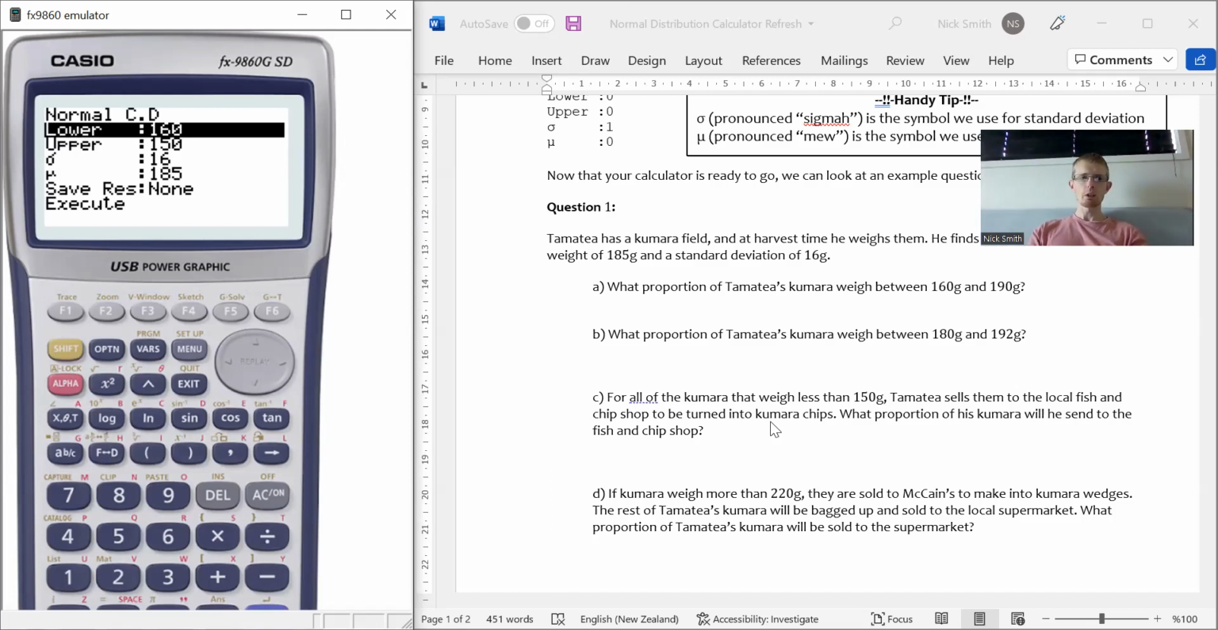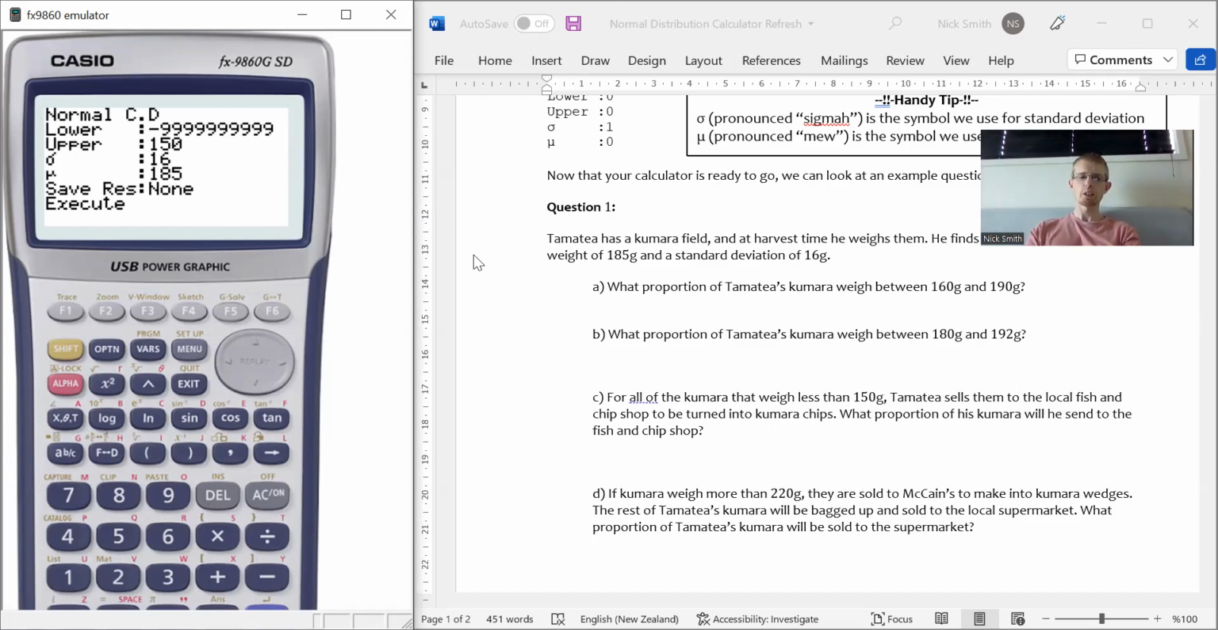But remember, we're using this mathematical curve in the calculator, this mathematical formula of the normal distribution curve. And that curve can actually go on forever. It can go down past 0, okay? In real life, kumara don't go past 0, but on our mathematical curve, it can. And so for this lower value, where it can just be anything lower than 150, we're going to put in a negative number that's really, really, really small, way, way, way lower than 0. Okay, so we've gone way past 0.